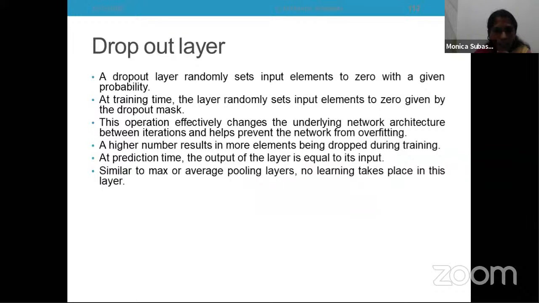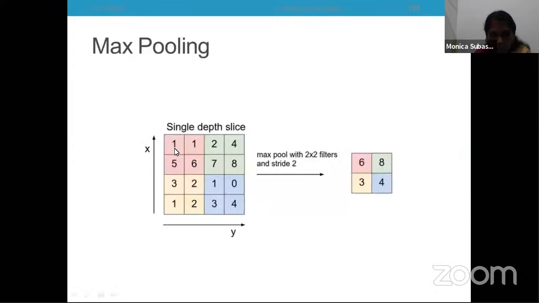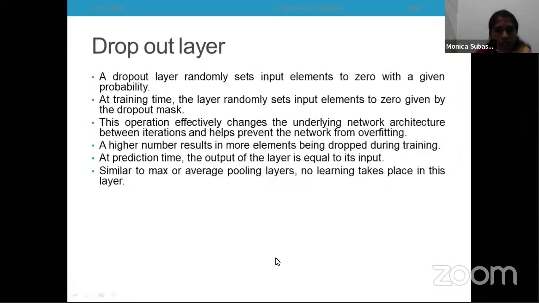Similarly, compared to average pooling and summing pooling, what is average? You need to consider the average of the information. 1 plus 1 plus 6 plus 5 divided by 4. That is how average is considered. Summing pooling will be 1 plus 1 plus 5 plus 6, and it would be consolidated and you get the answer. Then dropout layer, I discussed about dropout layer.